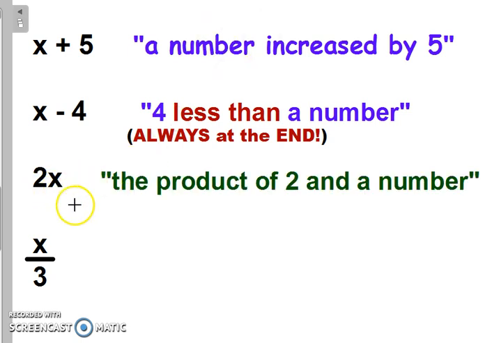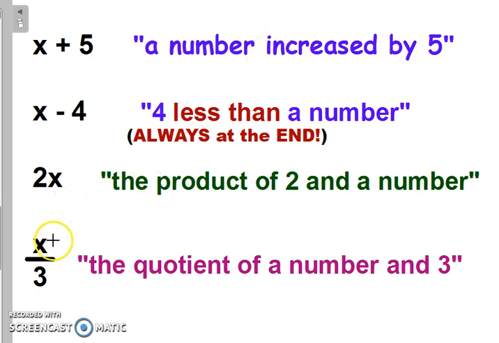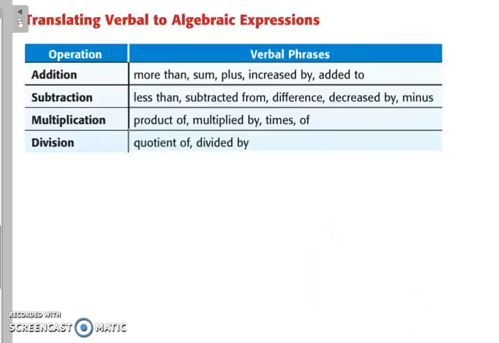Then 2x means 2 times x, which could also be written as the product of 2 and a number. And then here we have x divided by 3, or the quotient of a number and 3. There's a nifty little list of terms that you can use for this. This is taken from the book. Learn to recognize these. As I said, less than. This is the important one to remember. That goes at the end. Of is a small word that appears quite a few times. When you see of, that implies a multiplication.